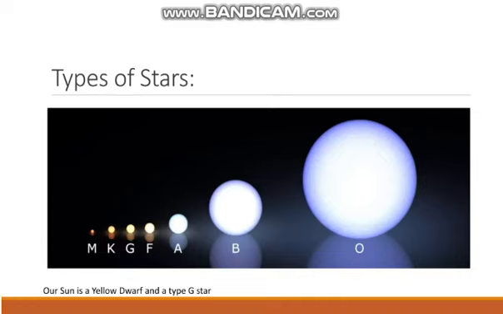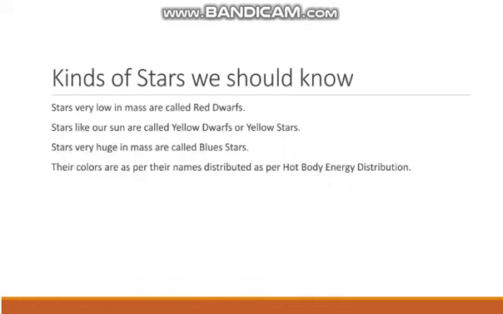Types of stars. Our sun is a yellow dwarf and a type G star. Kinds of stars we should know: stars very low in mass are called red dwarfs. Stars like our sun are called yellow dwarfs or yellow stars. Stars very huge in mass are called blue stars. Their colors are as per their names, distributed as per the hot body energy distribution.